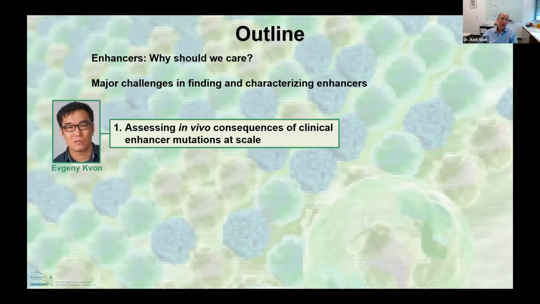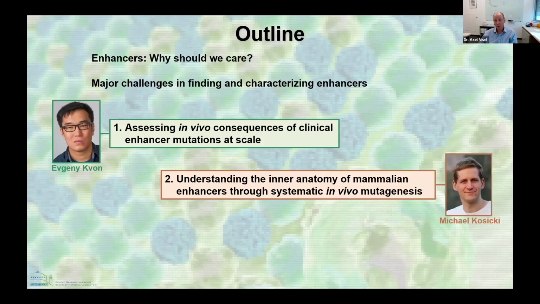So I will start the main part with some work that we published, I think 4 years ago, led by Evgeny Kvon, who developed new systems for assessing the in vivo activity of enhancers at scale, improved mouse methods. And then I'll talk about a study that we published just a few months ago, led by Michael Kosicki, who used some of these exact methods to look at enhancers in more detail, and in particular get closer to understanding the inner anatomy of enhancers, what parts of an enhancer are important for in vivo function.